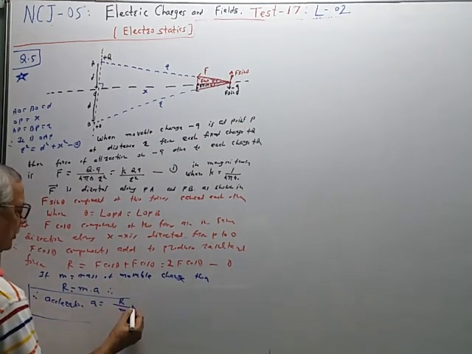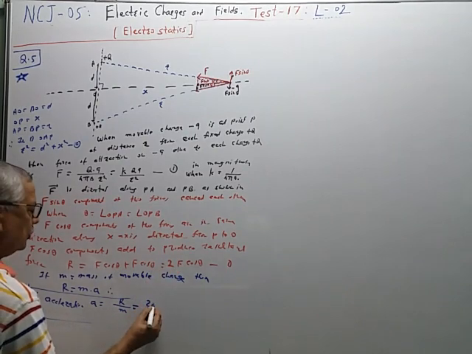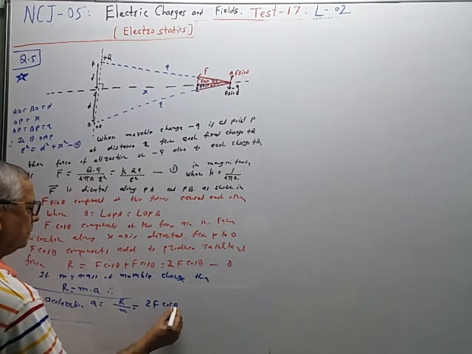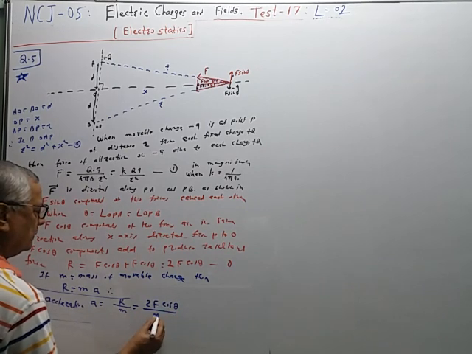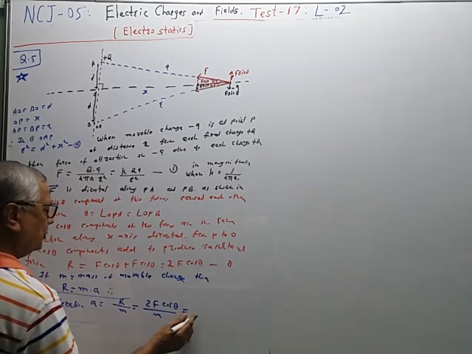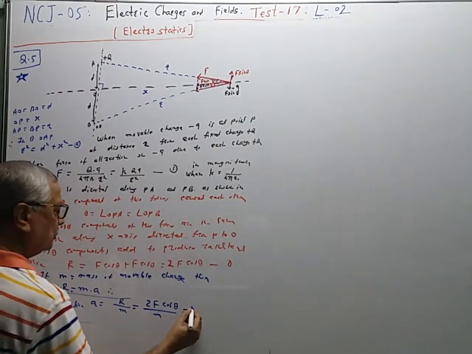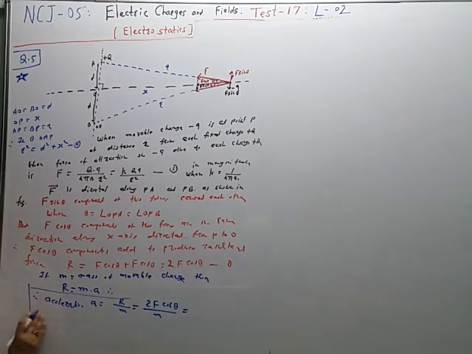Now substitute the value of R, which is equal to 2 times F cos theta upon M. Now substitute the value of F. So acceleration A is equal to 2 multiplied by F. The value of F is equal to k into Q q upon R square. This is M into cos of theta. This is equation second.